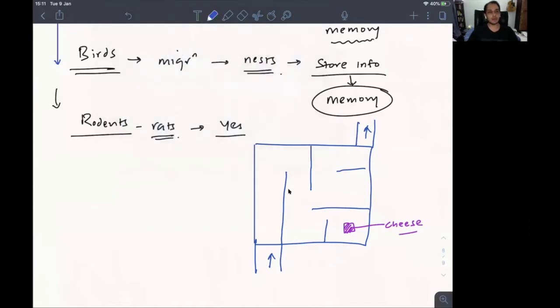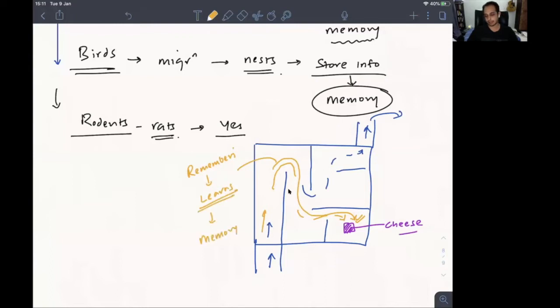And what they found was that a rat who enters the maze would first find an exit and then come out. But after a couple of tries, he would explore and he would find the cheese. And then after that, every time he entered the maze, he would directly go for the cheese. And this means that the rat remembers and he learns where the food is. So that means that he has memory.